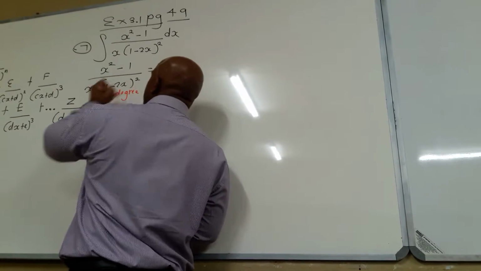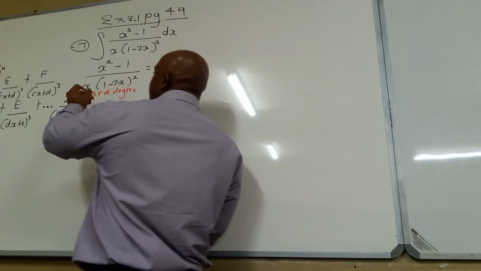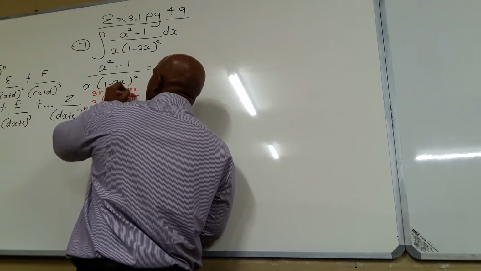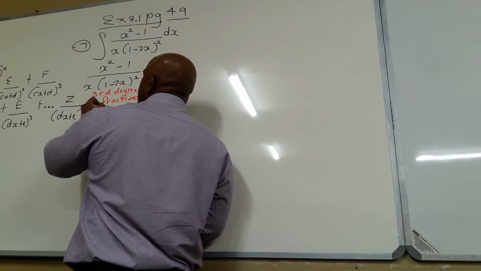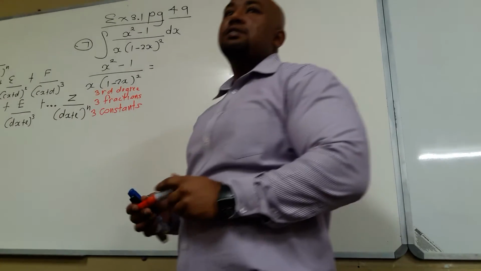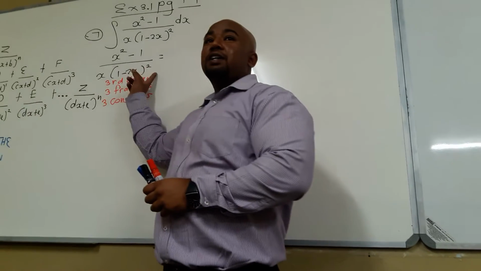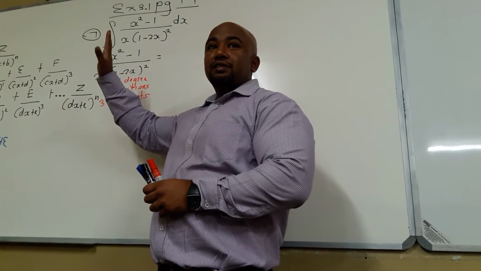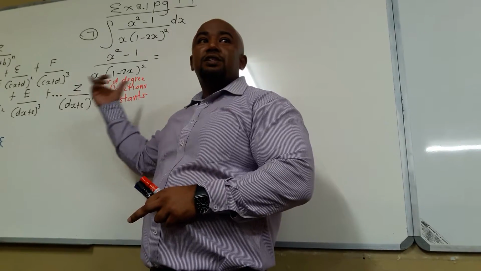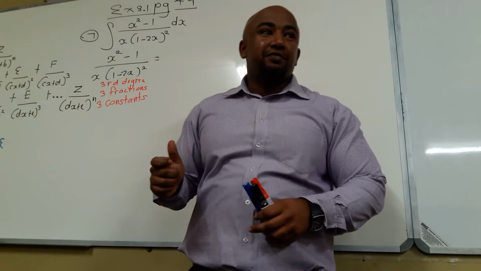So what does that mean? That means you're going to have 3 fractions. You'll have 3 constants. What do I mean by 3 constants? I mean A, B, and C. If the highest power was a 5 there, then it's going to be A, B, C, D, and E. Okay, so the degree of the denominator will determine how many fractions you have.